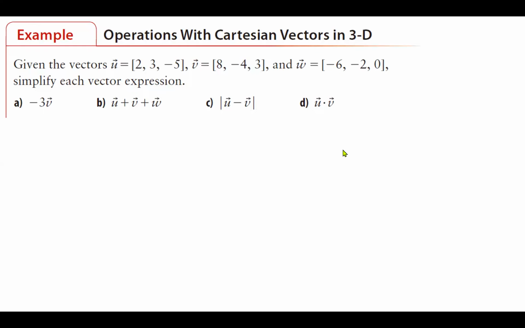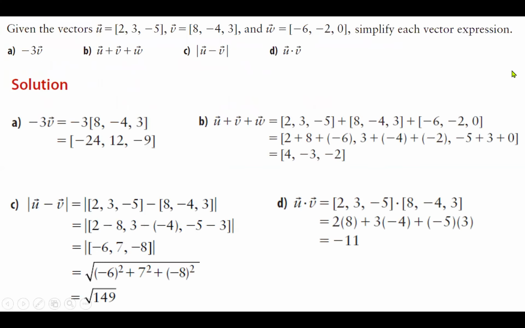Okay, now let's have a look at the solution together. Question A, -3u is -3 times the vector u, which is (8, -4, 3), right? So the final result is (-24, 12, -9). Those are the three components of the new vector. In question B, the sum of u, v, w. We can add the corresponding components. So the x component is 2 plus 8 plus -6. The y component is 3 plus -4 plus -2. The z component is -5 plus 3 plus 0. And that gives us (4, -3, -2).